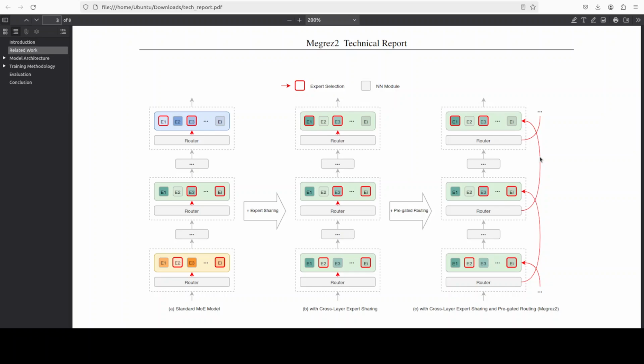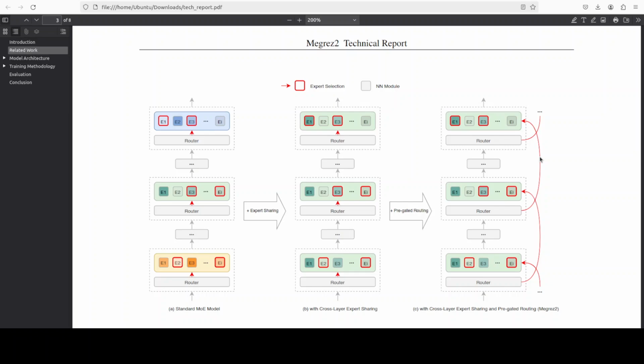So the way it is working is that it is using cross-layer expert sharing. The same expert pool is reused across adjacent layers, so the checkpoint stores far fewer unique weights. And pre-gated routing, where the next layer's experts are chosen one step early, so those few experts can be pre-fetched efficiently. Concretely, Megrez2 has 31 layers, where every three layers share the same mixture of expert pool. Each group has 64 experts, and the router picks the top 6 per token. And there are 4 shared experts which are always available.